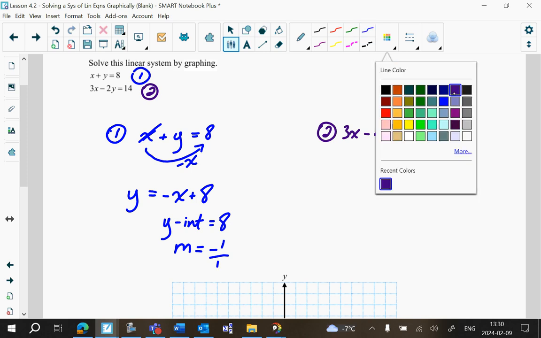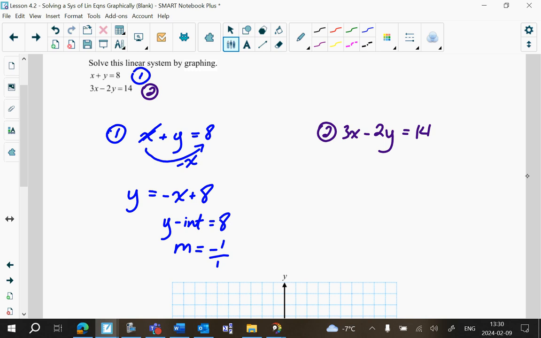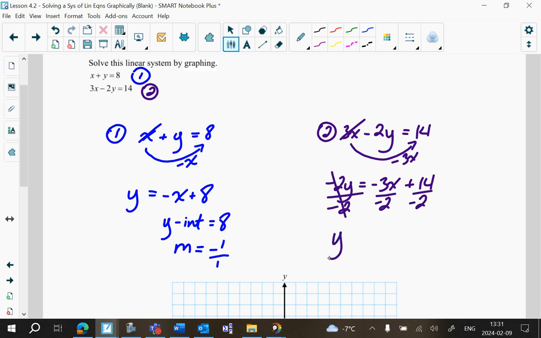For the second equation, we've got to bring the 3x over by doing minus 3x. So we get negative 2y is equal to negative 3x plus 14. I must divide everything by negative 2 to get y by itself.